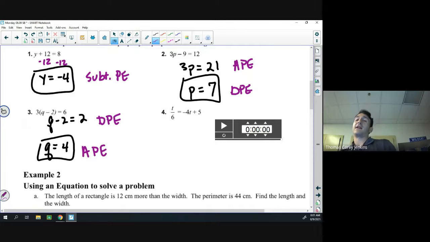Did you have to do that? No. Some people probably distributed the 3 first and got the same answer, right? So neither one is any more correct than the other, right? Just good to know multiple ways to work through an equation. Yes.